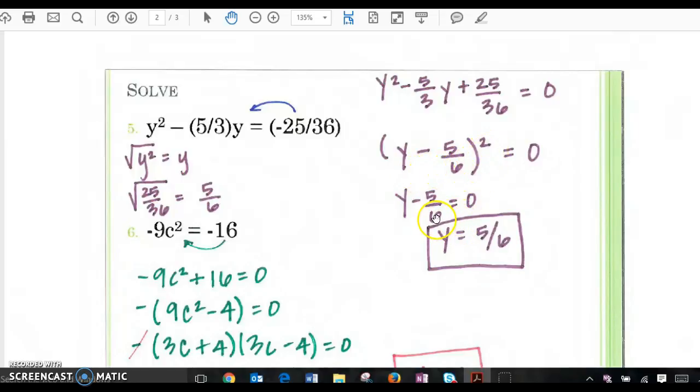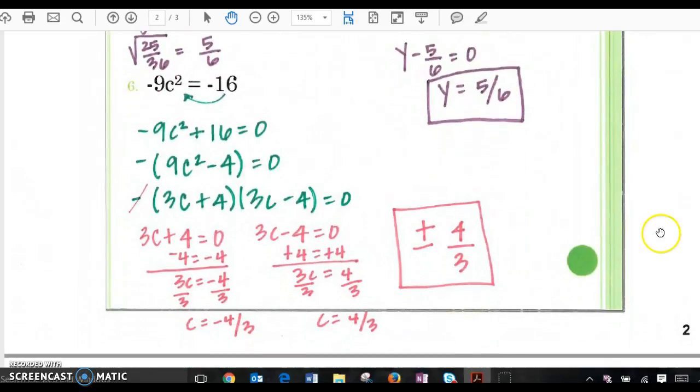And then you'd set that equal to 0 and solve it. Again, you're only setting one of these equal to 0 because it's quantity squared. y minus 5/6 equals 0. Add 5/6 to both sides. y equals 5/6.